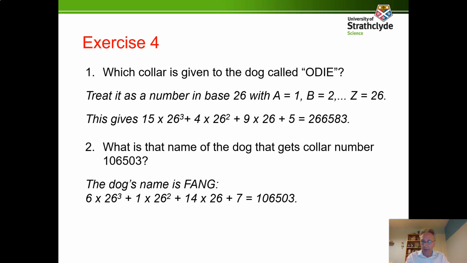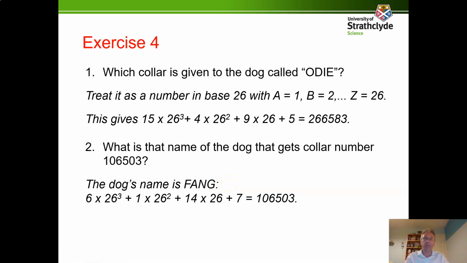So what you work out is that there are 6 lots of 26 to the power 3 in there, and that leaves a remainder. Of that remainder, there's 1 lot of 26 to the power 2 in there. Then of that remainder, there's 14 times 26s in there. And once you subtract that, you get a remainder of 7, and that's the units. So the 6 here corresponds to F. The 1 corresponds to A. The 14 corresponds to N. And the 7 corresponds to G.